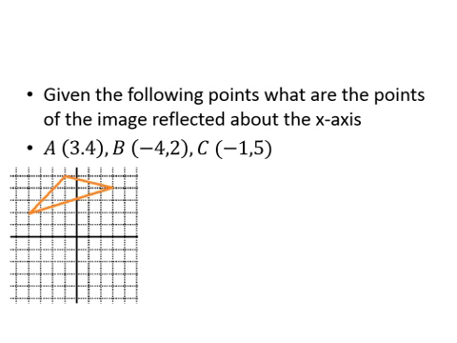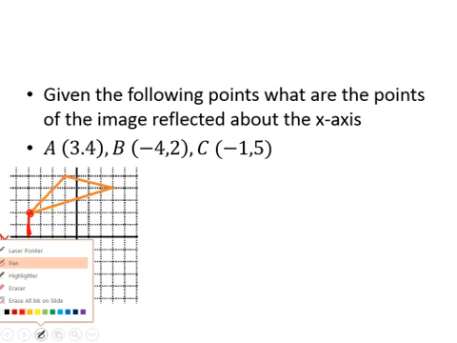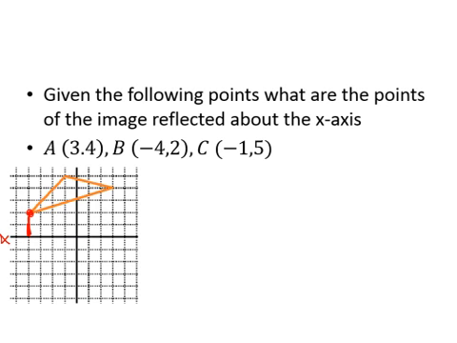Given the following points, we want to reflect this around the x-axis, which, remember, is our horizontal axis. That means that the distance from this point to the x-axis has to be equal to the other side. So I went down 2 units. That means I should go across 2 more units. So that's where my one point should be.